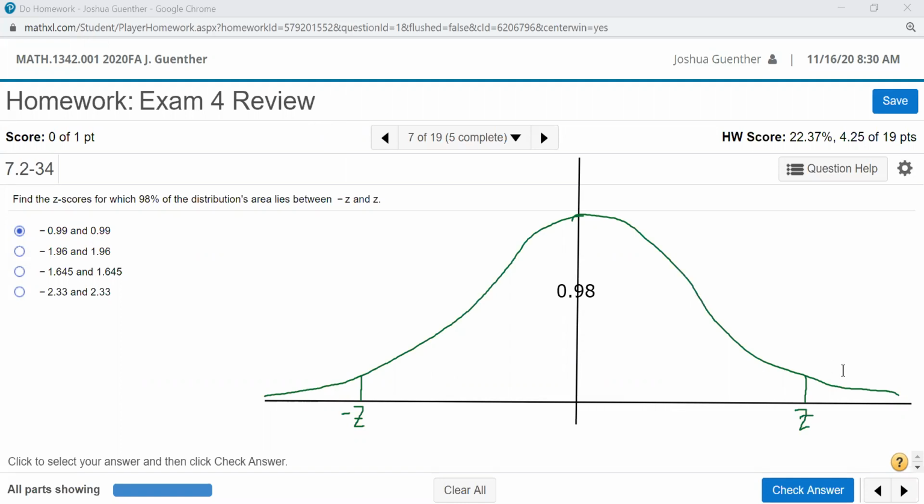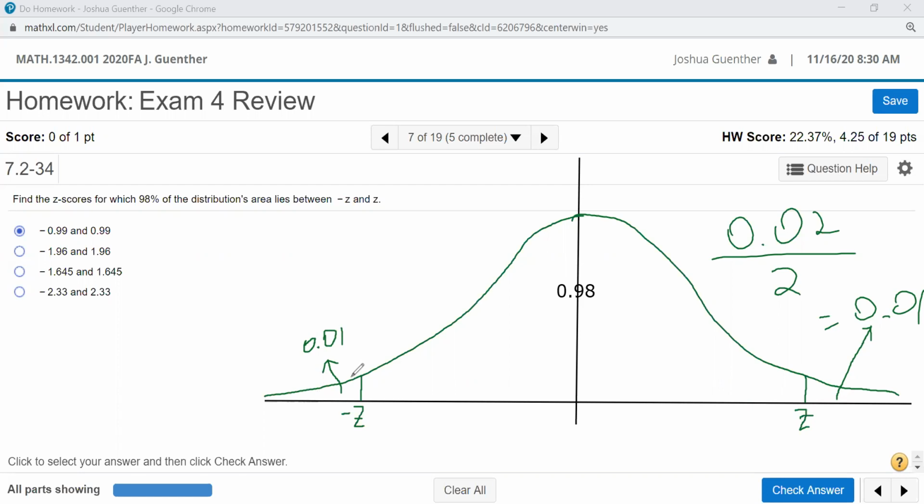Well, the entire area under the curve has to add up to 1. So that leaves 0.02 to be in the tails, in between this area and this area down here. And then since it's symmetric, there's going to be an equal amount in each tail. So that leaves 0.01 to go into each tail. 0.01 goes there. 0.01 goes there.